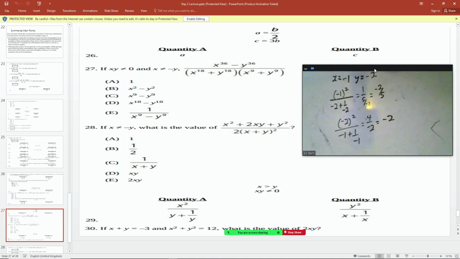The first one, we got quantity A to be 2 and quantity B to be 2 over 5. Still quantity A is greater. -2 over 5 is greater than -2. Still, we are not done. We check for another scenario.